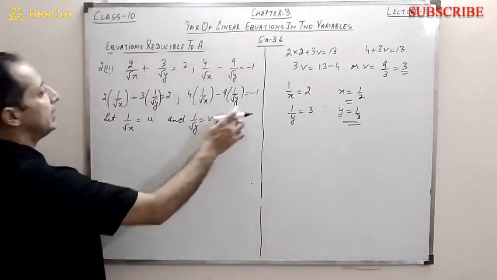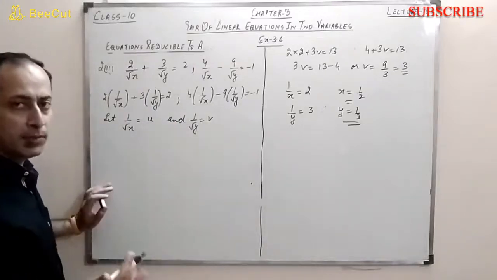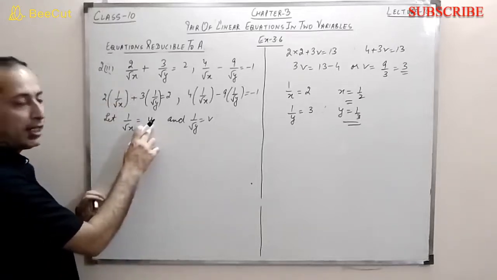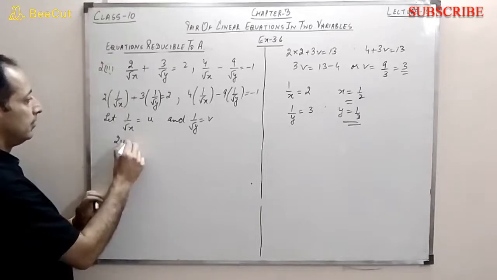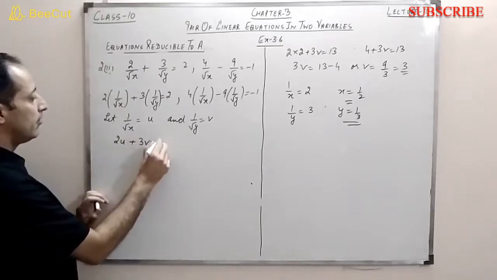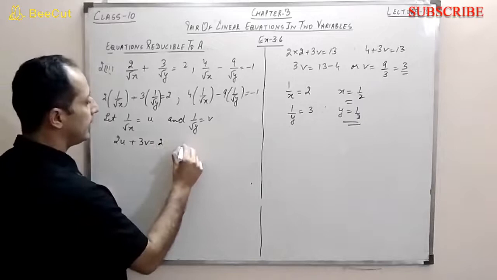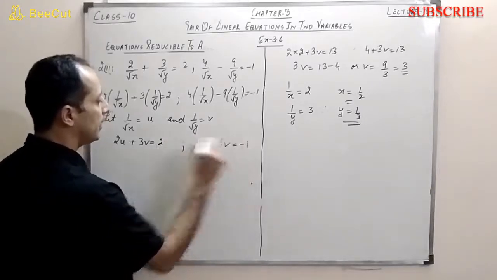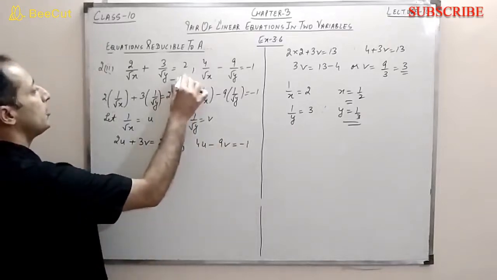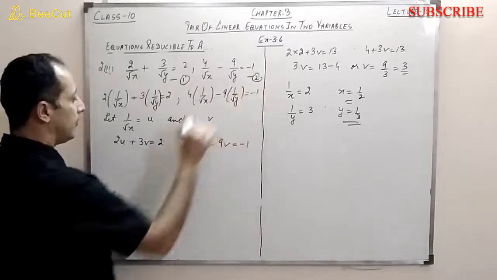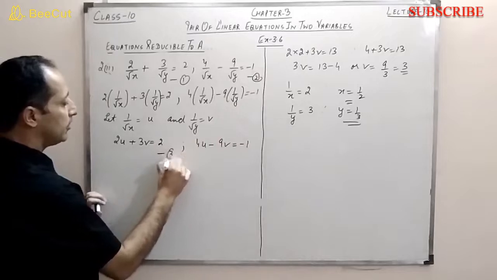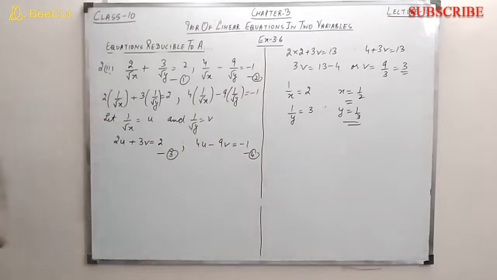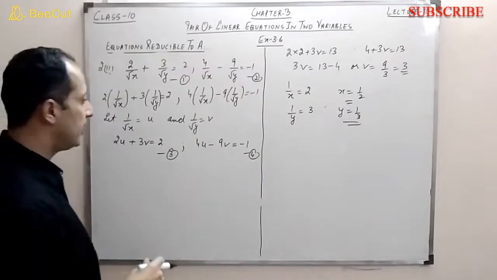So now these equations will be transformed, and when I transform, what I get? This 1 by root x, instead of this I will write u, so I get 2u plus 3v is equal to 2, and the next equation is 4u minus 9v is equal to minus 1. So these were my original two equations. After substituting the value, I get these two equations. Now these are in the form of pair of linear equations in two variables. So what we can do? We can just simplify. It's very easy.